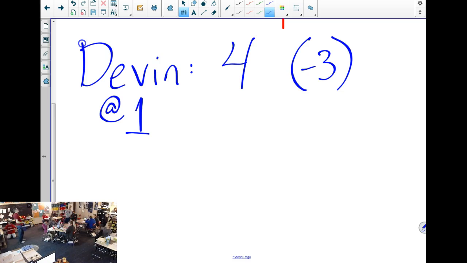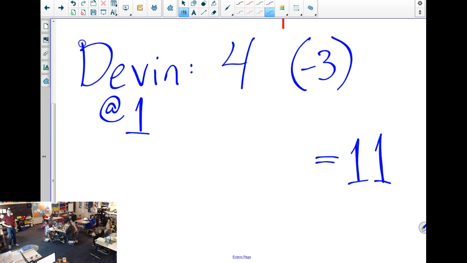Wait, he's at 1 space. You got 10 seconds. 4 times -3 is 4, 8, 12. So that's -12. But you're not at 0, you're at 1, so it's -11. And Aiden, help me out here. What can we do to get Devin to 11?